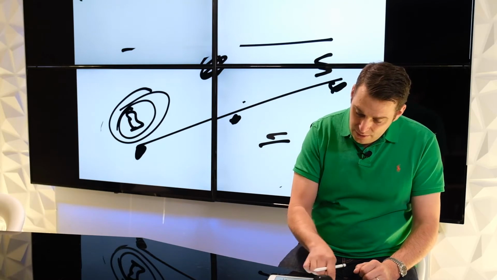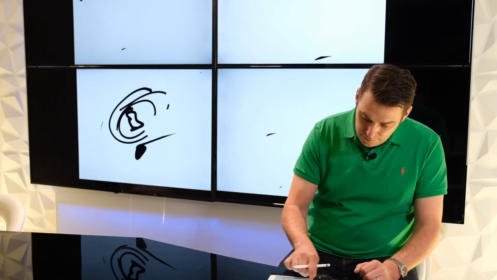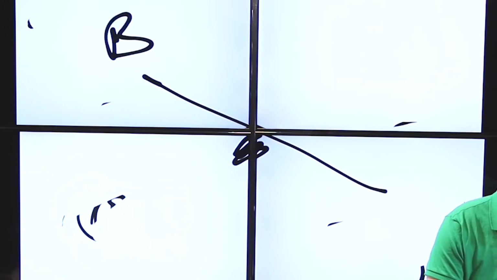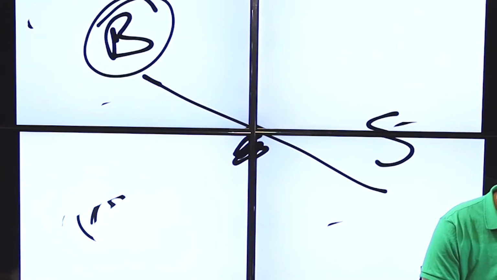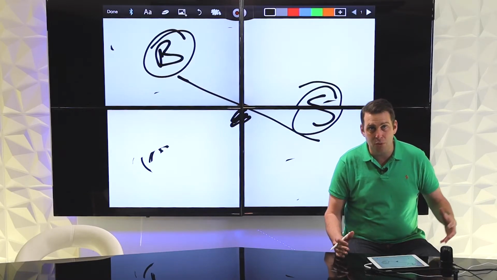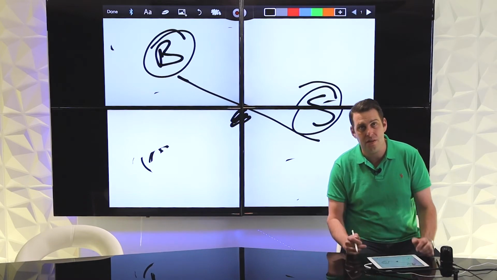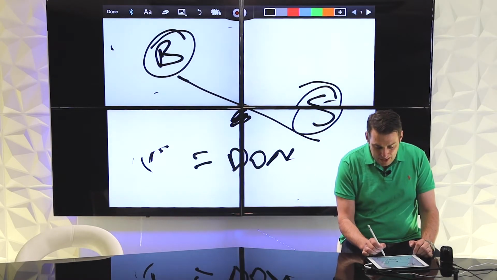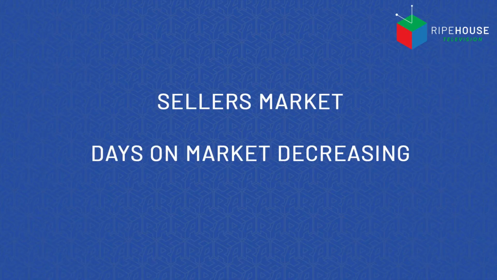Contrast that with buyers and sellers, more buyers versus sellers, okay? This is a seller's market. This is the market that we're operating in 2021. In this example, we have a very tight market, limited supply and lots of buying demand. In this example, you would expect days on market to be decreasing.